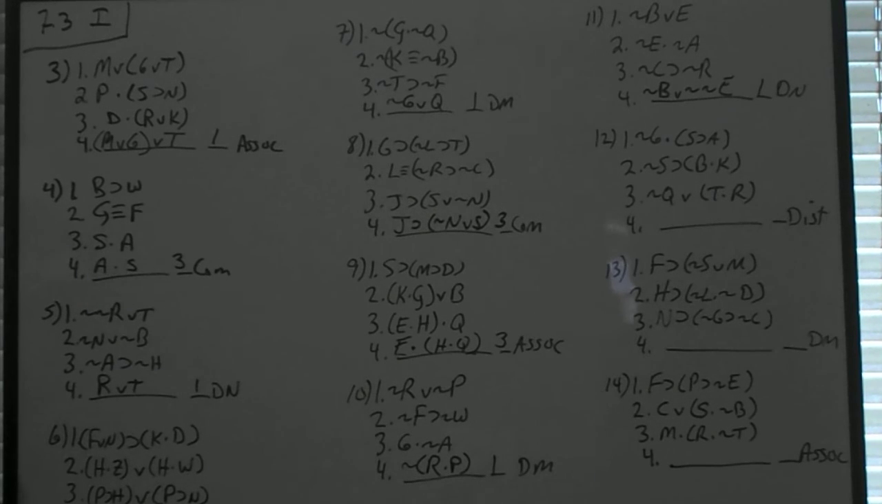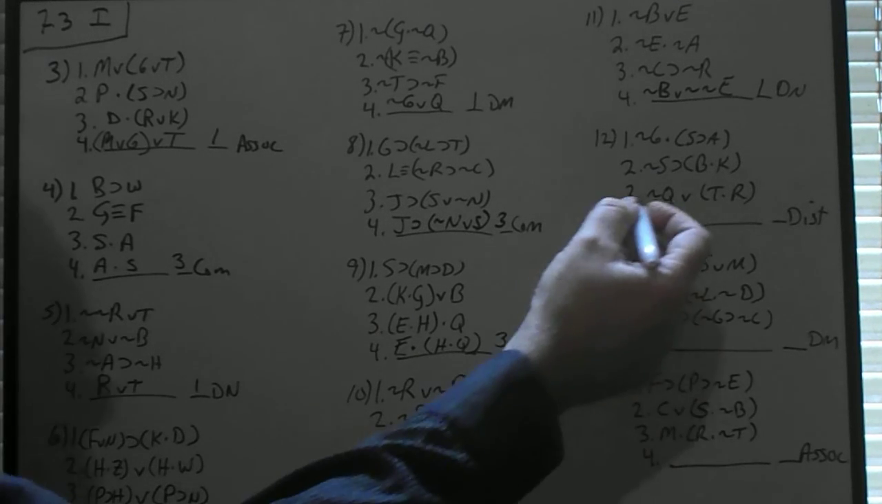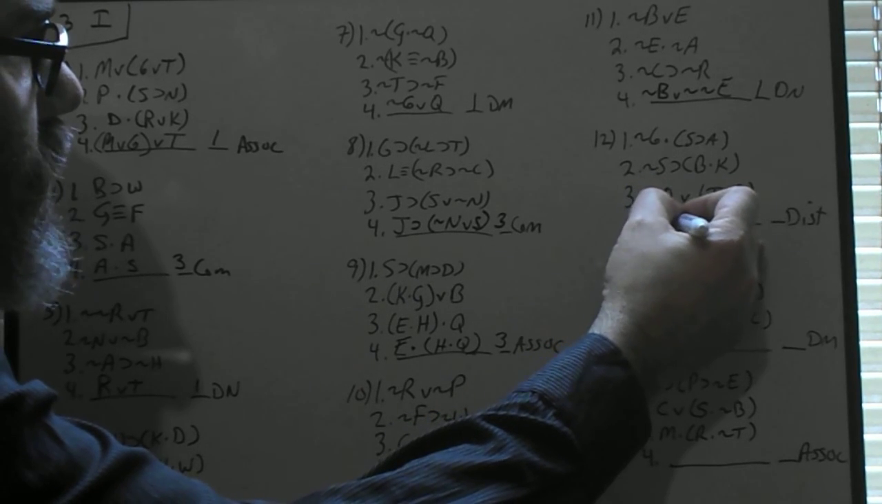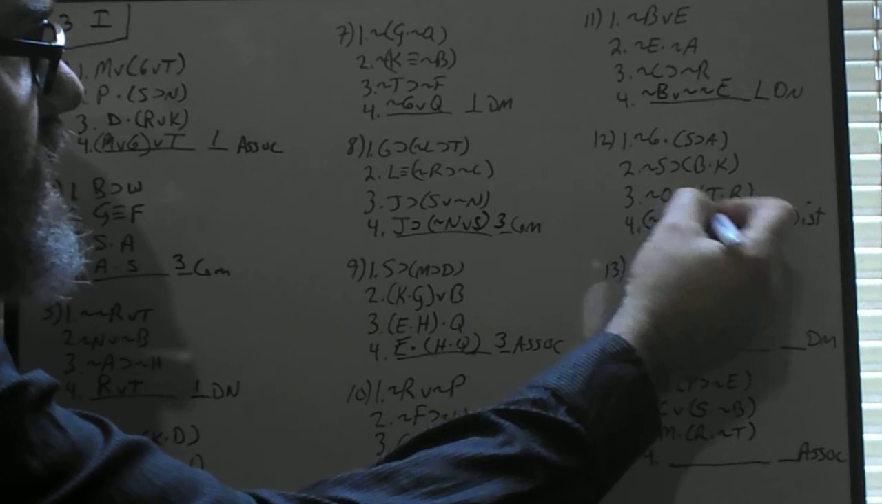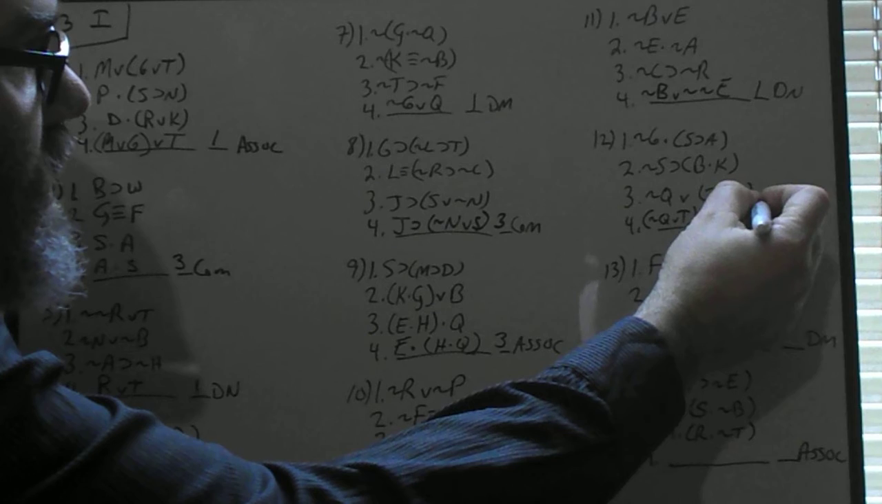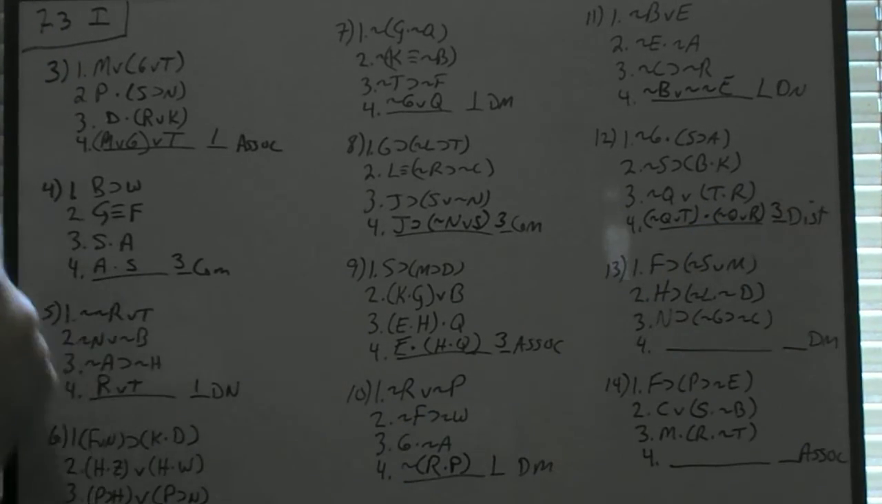Number 12, not G and S then A, not S then B and K, not Q or T and R, and they want us to use distribution. Lines 1 and 2 are out because they have the horseshoe, and we can't use the horseshoe. So it has to be line 3. Not Q or T and R would become, in parentheses, not Q or T, and, next set of parentheses, not Q or R, line 3 through distribution.